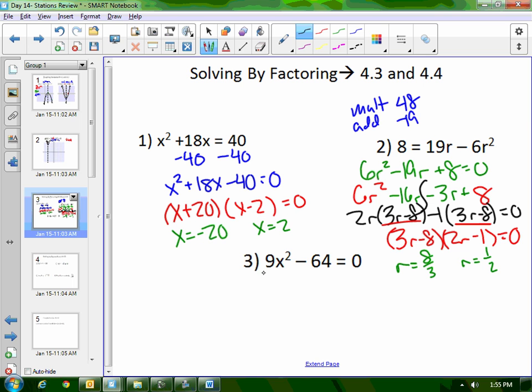The last one is a difference of squares. You should know that these are both perfect squares. There's no GCF. The square root of 9x squared is 3x. The square root of 64 is 8. And when you have a difference of squares, it factors to 3x minus 8, 3x plus 8.